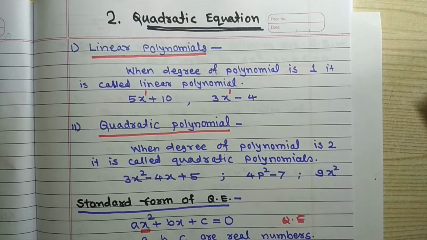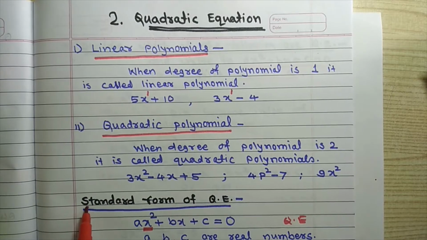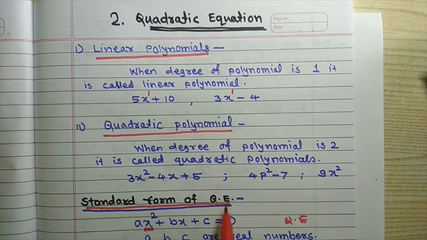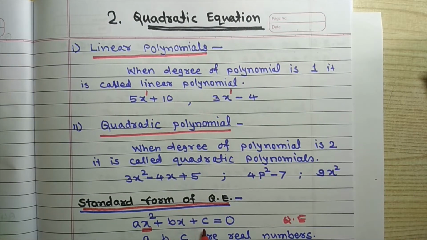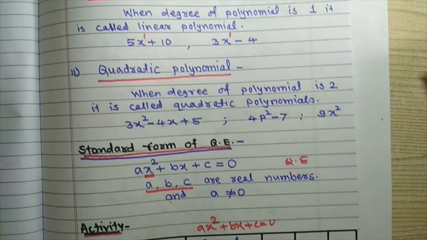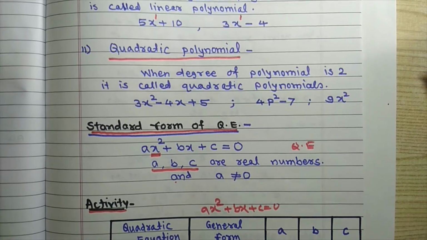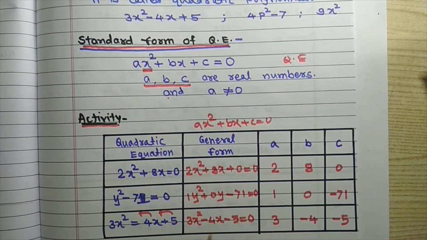In class 10 maths 1, lesson number 2, that is the quadratic equation. In this lesson we have to see the standard form of the quadratic equation. This is the standard form: ax² + bx + c = 0. Some equations are given to us here.